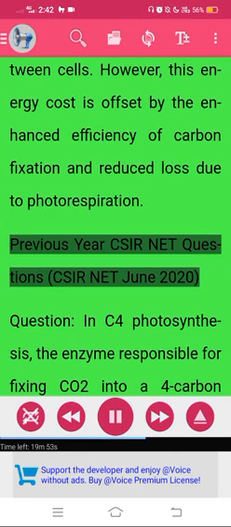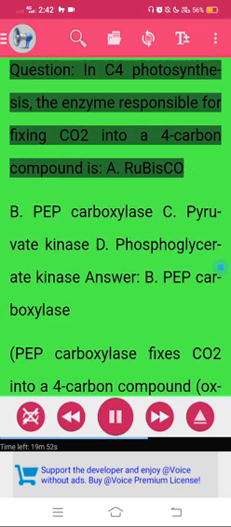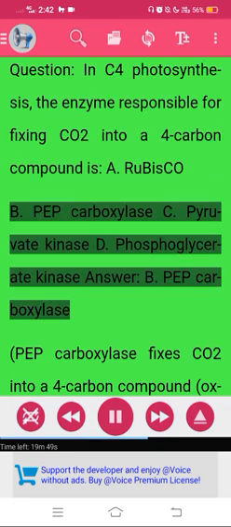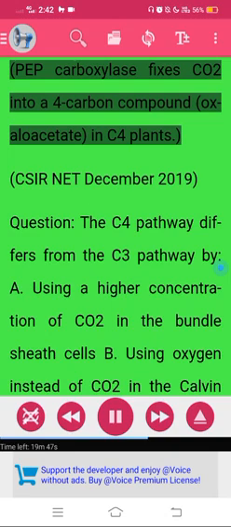Previous year CSIR NET questions. CSIR NET June 2020. Question. In C4 photosynthesis, the enzyme responsible for fixing CO2 into a 4-carbon compound is: A. Rubisco, B. PEP carboxylase, C. pyruvate kinase, D. phosphoglycerate kinase. Answer: B, PEP carboxylase. PEP carboxylase fixes CO2 into a 4-carbon compound, oxaloacetate, in C4 plants.